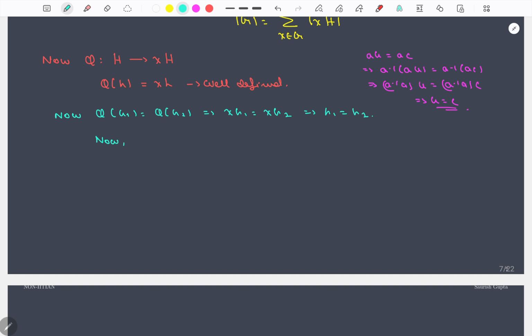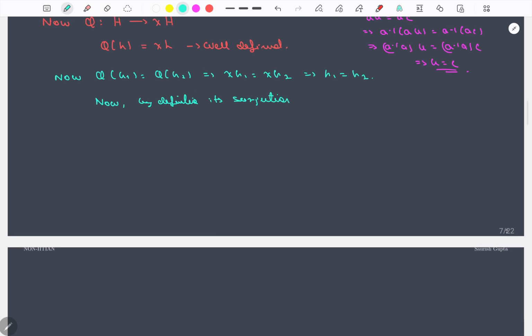Now, so it's injective, right? So therefore it's injective. Now also observe that this is from the definition itself. By definition it's surjective, right? Because any element in the codomain will be of the form x times h, and it will just be the image of the element h. So by definition it's surjective, so therefore it's a bijection, and h and xh should obviously be finite sets.